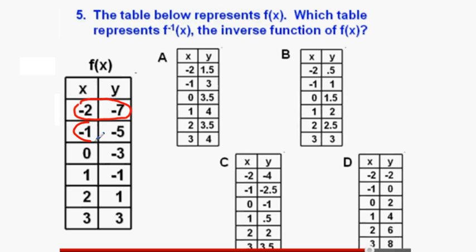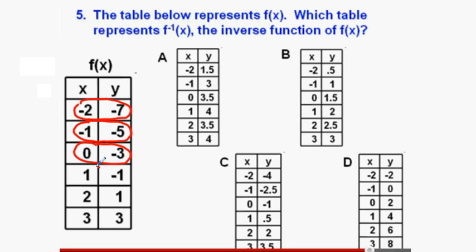Then you take the next point, -1, -5, and we look for an input in its inverse of -5. We don't see it. So these first 2 points are really inconclusive. Now we take the next point, 0, -3, and we look for an input of -3, and we don't see anything. And so these first 3 points are inconclusive. They don't really help us at all.